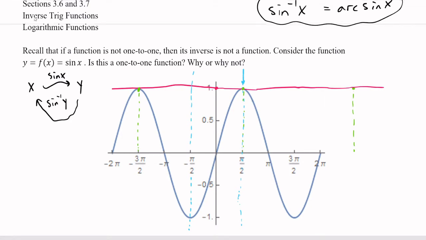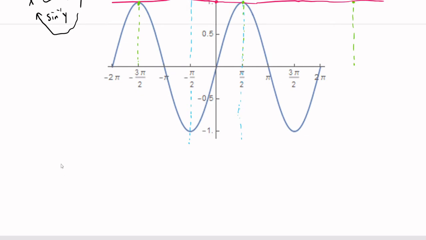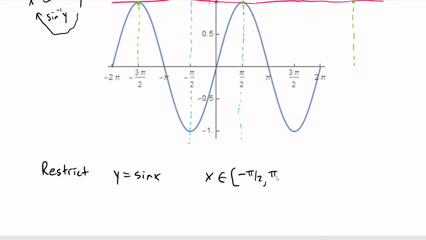So what we do then is we say, okay, I want to get a function sine inverse. How do I do that? Well, we restrict y equals sine x to x being only between negative pi over 2 and pi over 2.